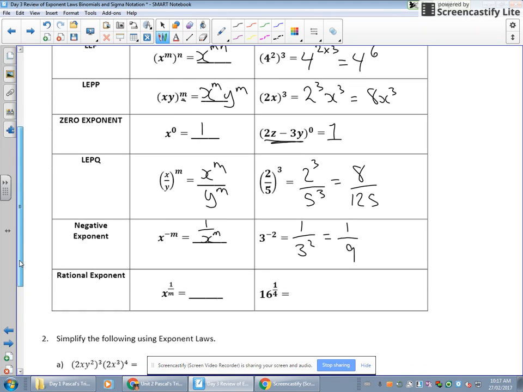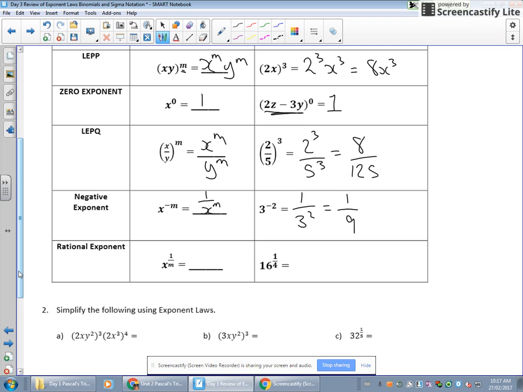And then if we have a rational exponent, x to the 1 over m, that's the same as saying it is the mth root of x. So 16 to the power of 1/4 is the fourth root of 16. So we're thinking about what multiplied by itself 4 times equals 16, and that answer is 2.